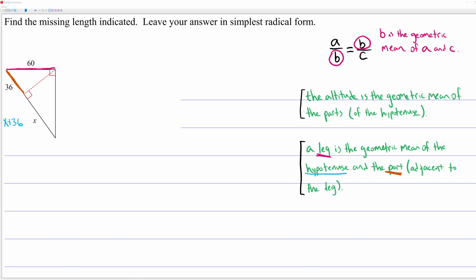And now we're ready to write a proportion equation. So fraction bar equals fraction bar. And let's read the sentence. A leg is the geometric mean. Well, our leg was labeled with this red color. So 60 is going to be in two places in our proportion equation. That leg is the geometric mean of the hypotenuse. So the hypotenuse goes in one place. That's x plus 36. And the part that's adjacent to the leg, well, that's the gold color.